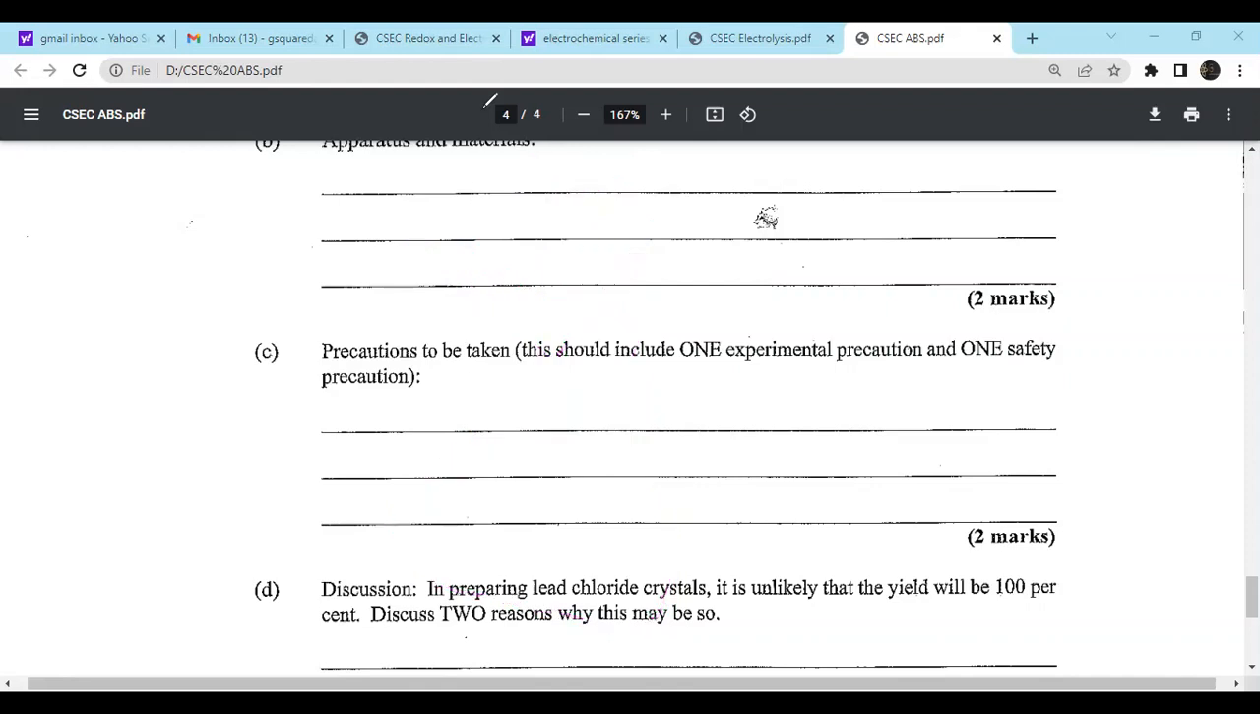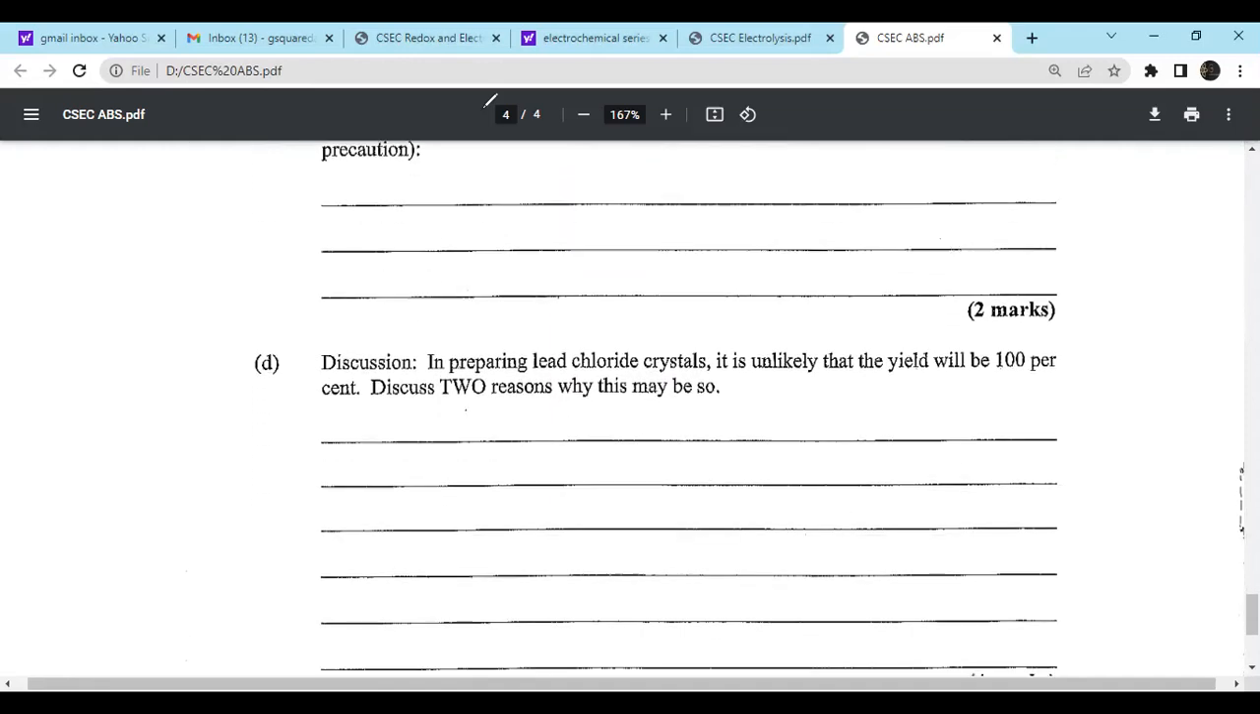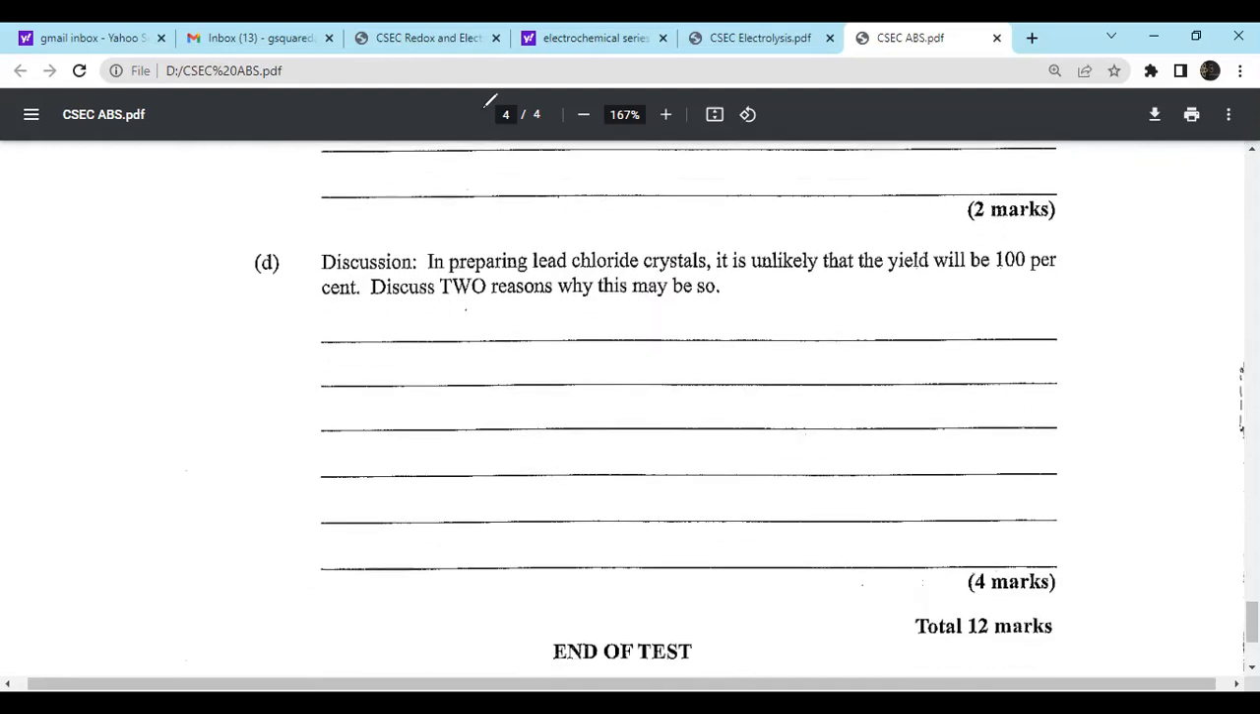All right. Next thing now, discussion. In preparing lead chloride crystals, it is unlikely that the yield will be 100%. Discuss 2 reasons why this is so. Well, it should be clear. One, you're going to lose product when you're filtering.